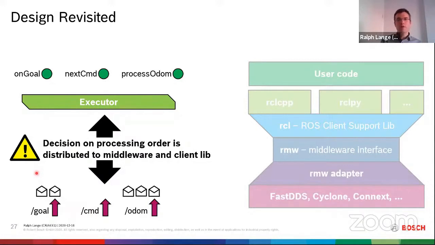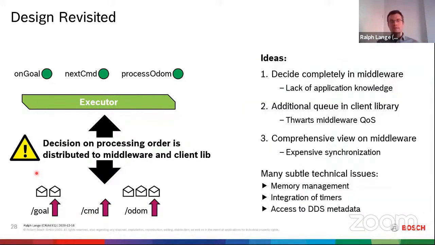And you can think of two extremes. First, you could say that you decide completely in the middleware. That would even be possible with the current implementation. If you make the decision there and report in the wait set just one message, the executor cannot do anything else than just process this single message. However, on the middleware level, we lack any application knowledge that we have, which is all the structure of the nodes, the callback groups, and so on.